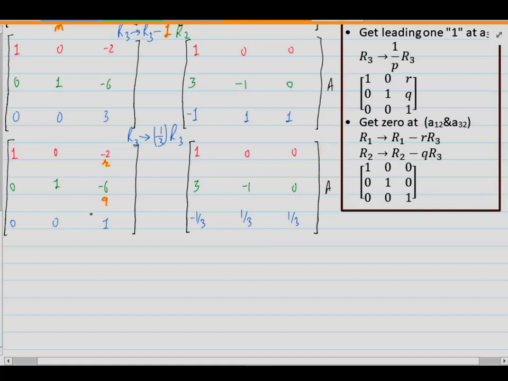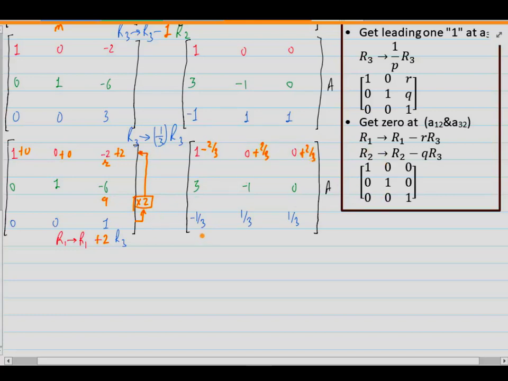Now it's time for the last step. So the first process of the last step is R1 gives R1 minus R, which is plus 2 R3, right? So here multiply the third row by 2 and add into the first, which will give us 0, 0 and plus 2. Same thing on the right side will give us minus 2 by 3, plus 2 by 3 and plus 2 by 3.